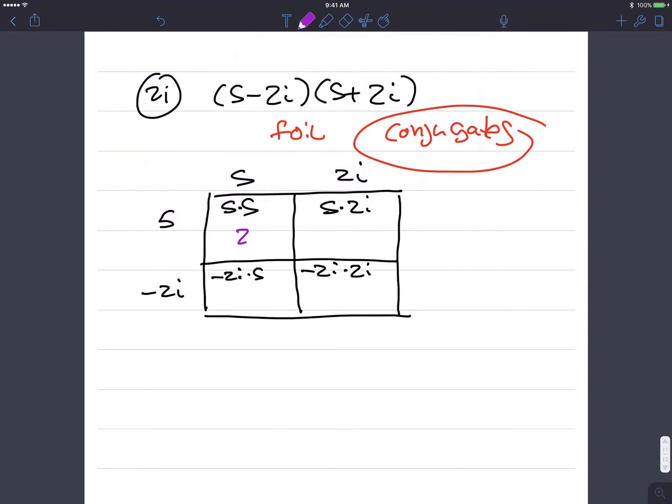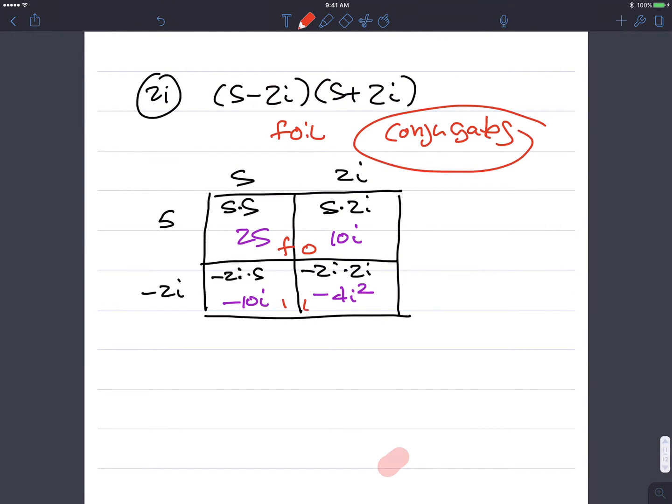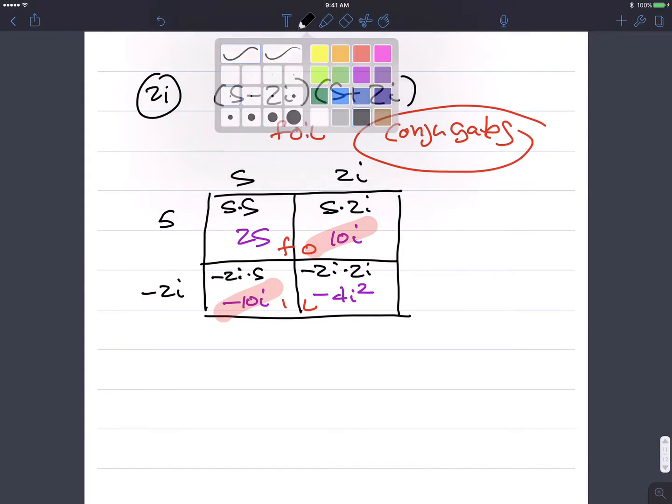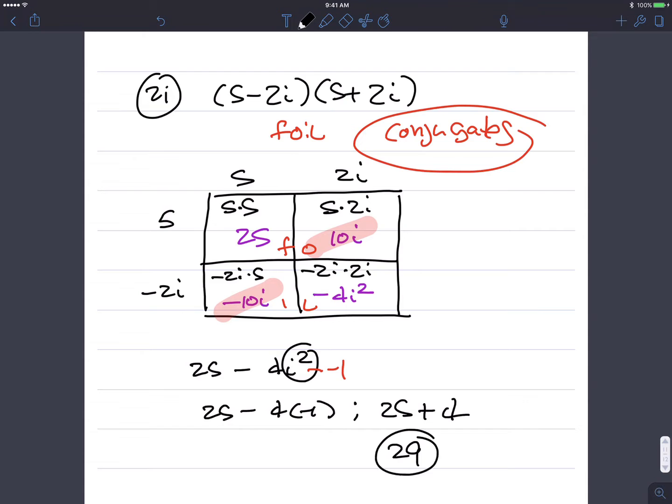5 times 5 is going to be 25. 5 times 2i is 10i. Negative 2i times 5 is negative 10i. Negative 2i times positive 2i is negative 4i squared. Notice again, the O and I terms are going to go away. FOIL. Negative 10i plus 10i is 0. That's gone. We bring down our terms. 25 minus 4i squared, where my i squared has a value of negative 1. 25 minus 4 times negative 1 gives us 25 plus 4, or simply 29.